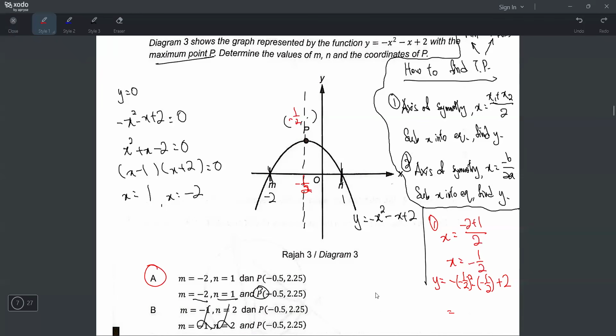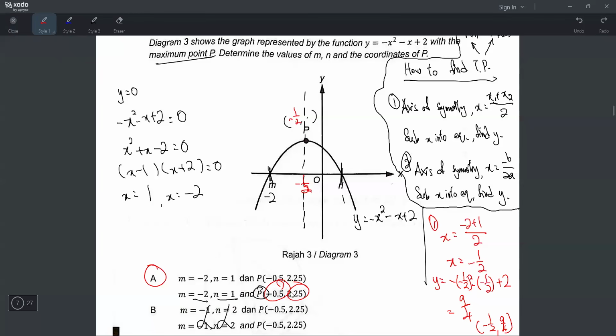Let me just try now. Negative bracket, negative 1 over 2, close bracket, square. Just plus 1 over 2, because it's minus minus, and then plus 2. My calculator gives me 9 over 4, and if you change to decimal, it's 2.25. So there you have it. That's the maximum point: negative 1 over 2, 9 over 4.